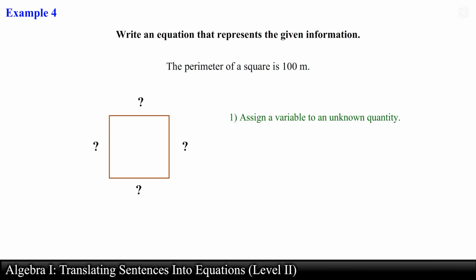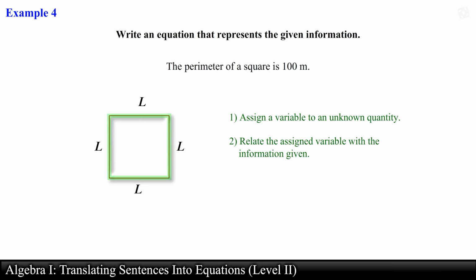In this case, we will use L for the length. Remember, you are free to choose any variable you want. Now we need to relate this variable with the information given. We know that in order to find the perimeter, we need to add all the sides.